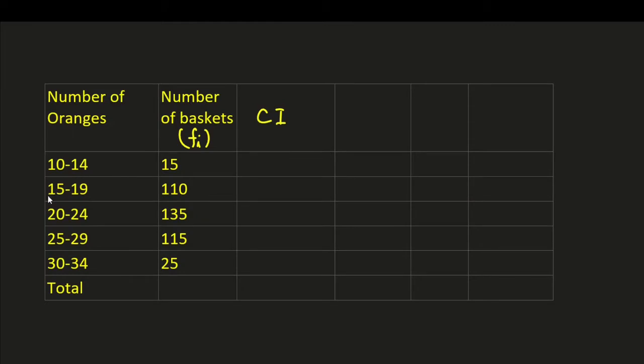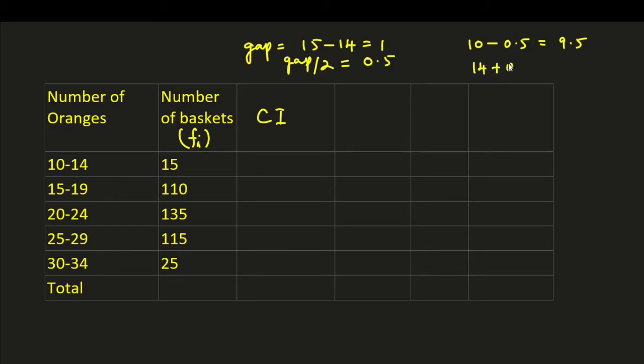Here the gap between 14 and 15 is 1. Gap is 15 minus 14, 1. Half of gap, 1 by 2, is 0.5. So subtract 0.5 from the lower boundary: 10 minus 0.5 is 9.5. And then add 0.5 to the upper boundary: 14 plus 0.5, we get 14.5. So here it is 9.5 to 14.5.